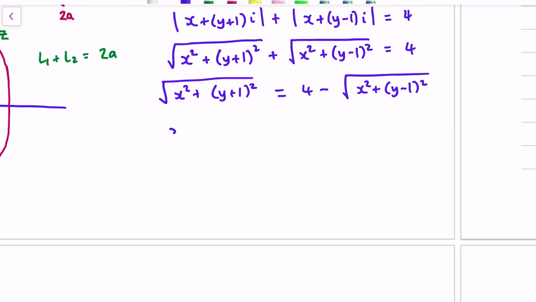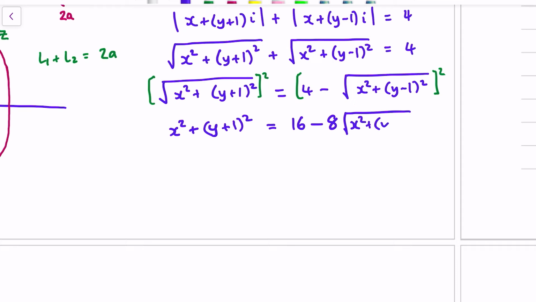Square both sides. So I'm squaring the whole of the left hand side, not the individual terms. So it's going to square the whole of the right hand side. 4 squared is 16, 2 lots of the middle terms, and then the last term squared. Oops, which will mean I'll get rid of the square root.